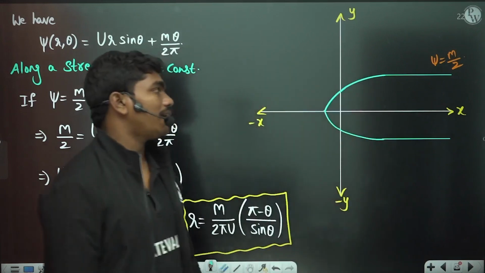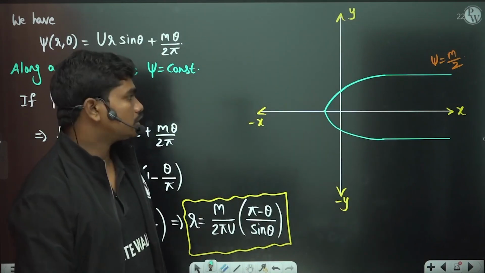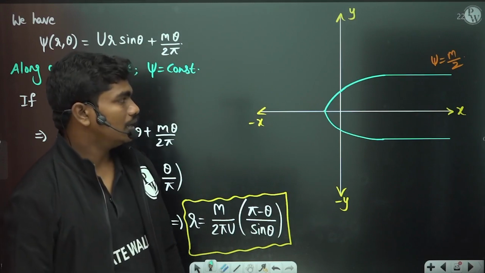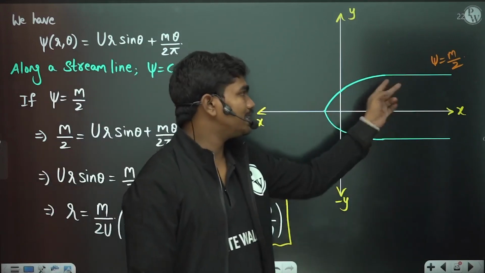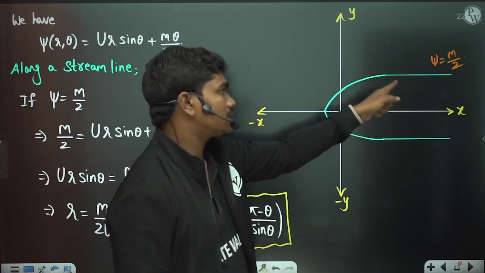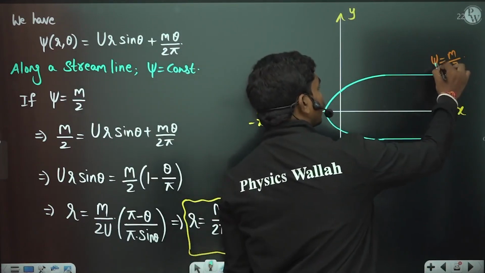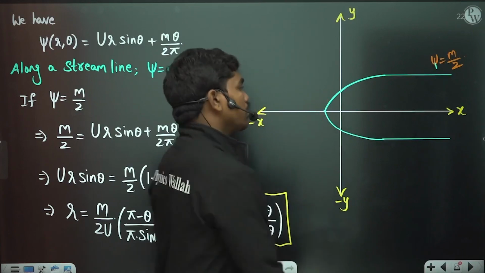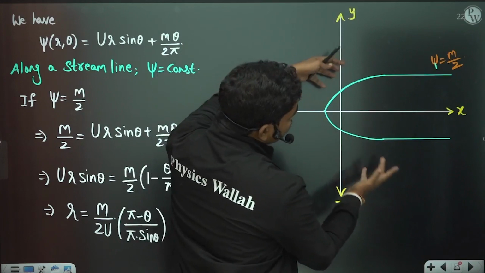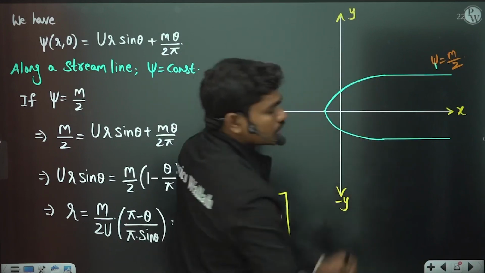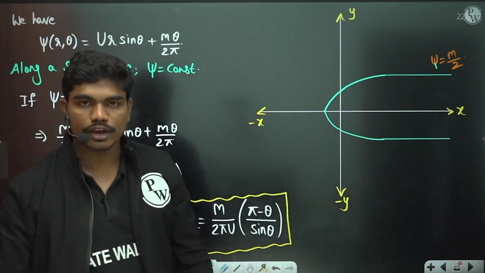Okay, so this is how you have the graph normally. Now, if you see this case, this is actually some streamline, correct? Because psi, this is one particular streamline when psi value is equal to m by 2. So practically speaking, flow cannot enter this streamline. Whatever flow is moving out cannot enter this particular streamline, because flow cannot cut the streamline.